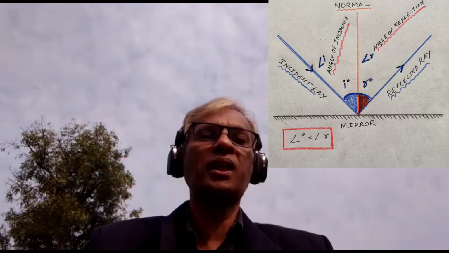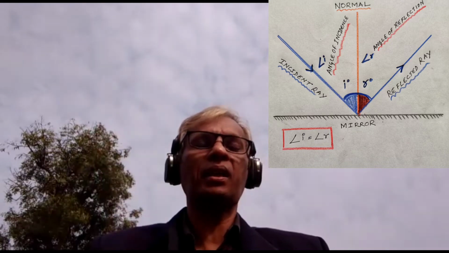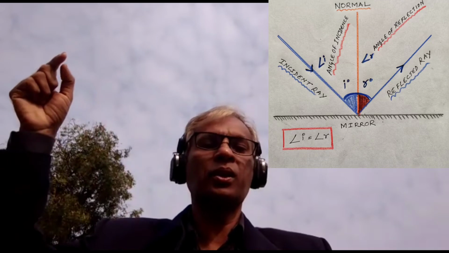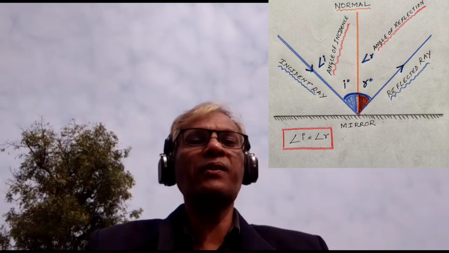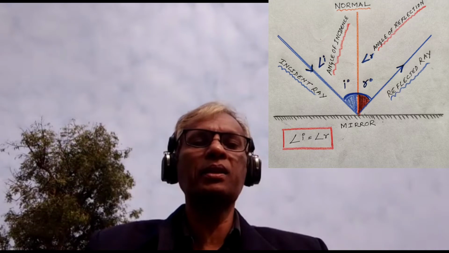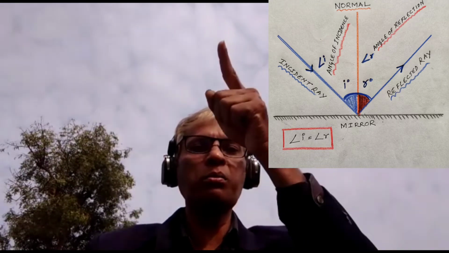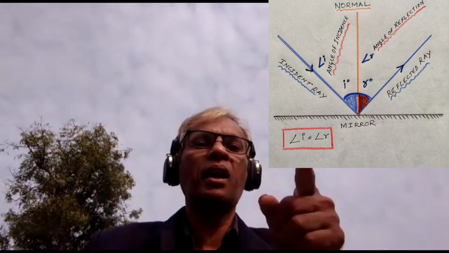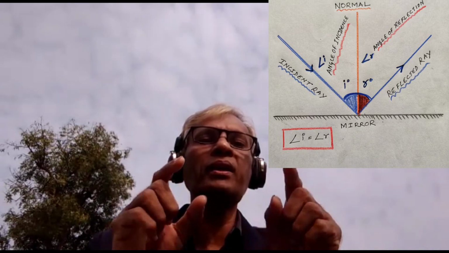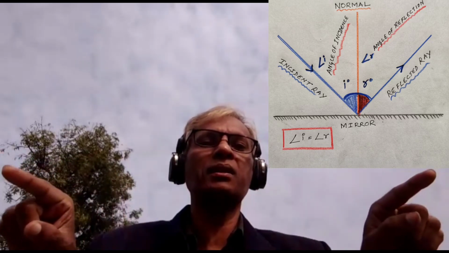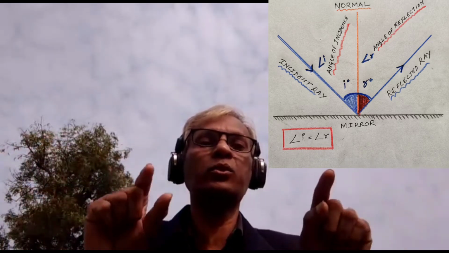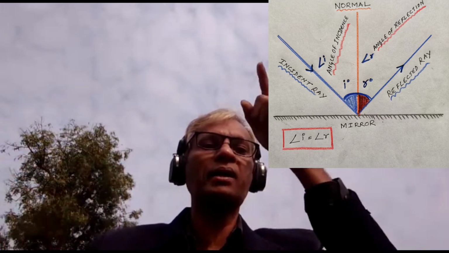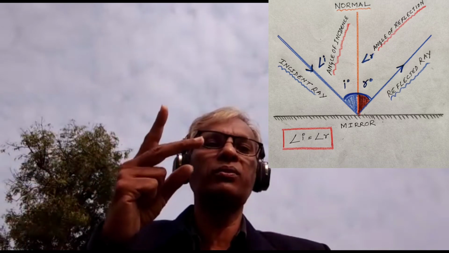Now the second point. The incident ray, which is the ray incident on that plane surface, the reflected ray, and the normal line which we have taken as a reference all lie on the same plane. So these two rays and the normal line we have drawn as a reference all lie in the same plane. These two points we have to remember.